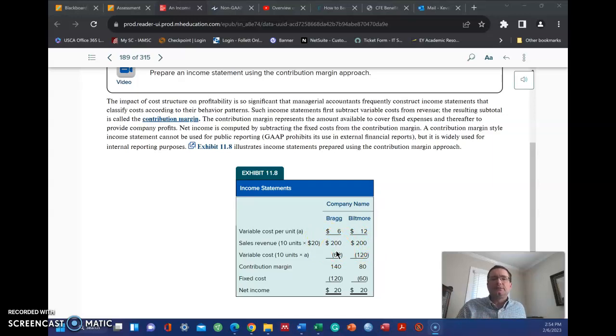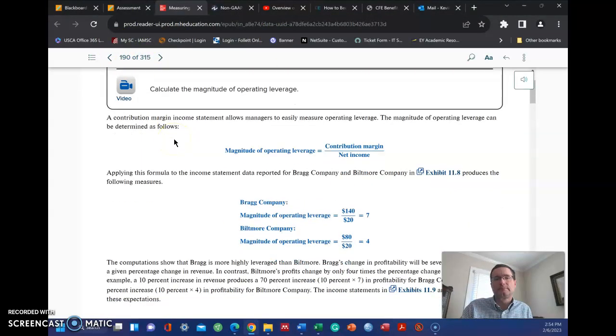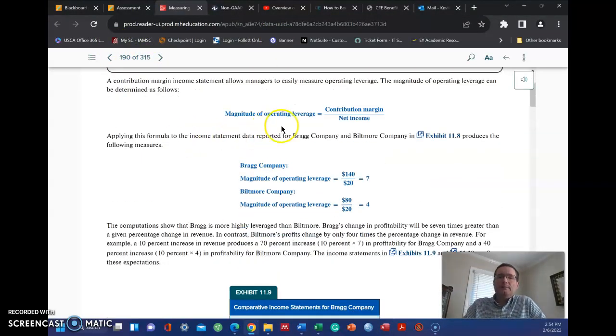So how do we think this through, and what does this mean as far as, if we're going to grow profit or we're going to make some changes in the decisions? Let's look at the next exhibit. We can calculate the magnitude of operating leverage, which is contribution margin divided by net income. And leverage is the key word here.